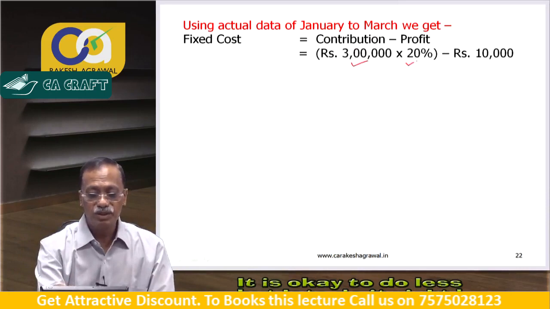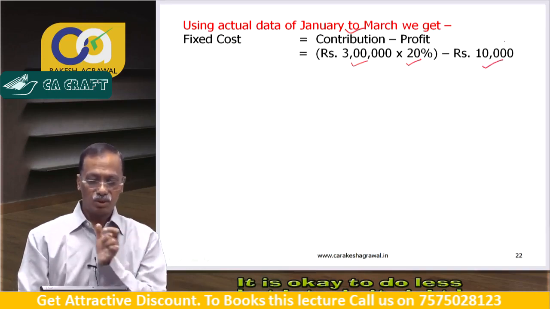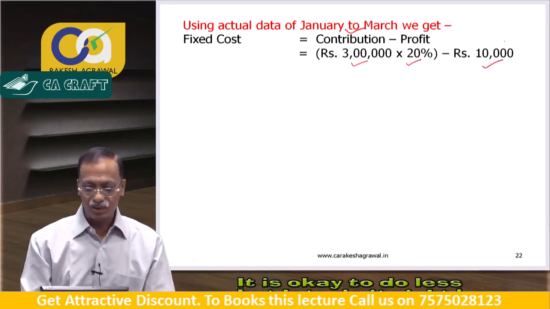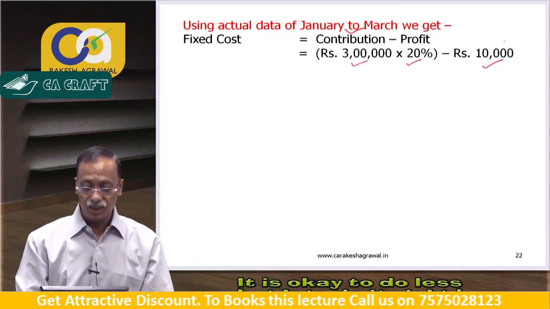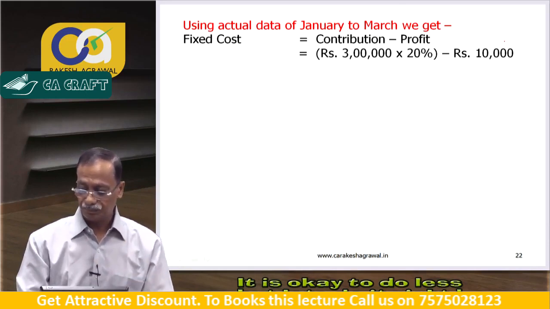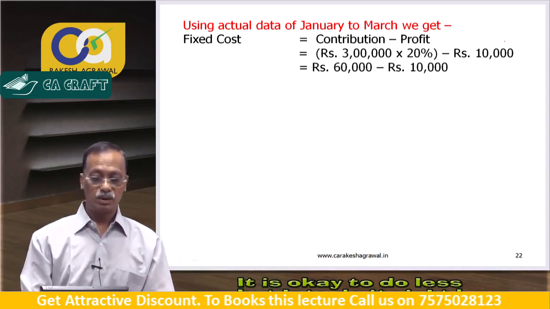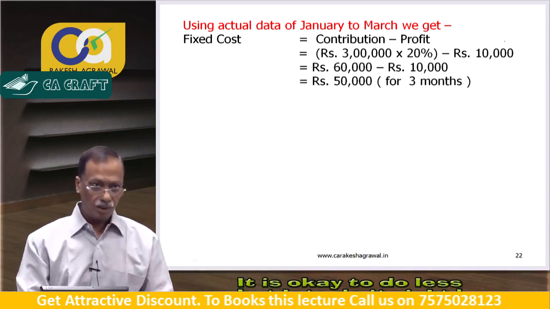3 lakh into this PV ratio, you will get contribution, and minus 3 months profit. So you will get 3 months contribution minus 3 months profit. You will get 3 months fixed cost because I am using actual data of 3 months. So sales into PV ratio, you will get contribution: 3 lakh into 20% minus 10,000. That is 60,000 minus 10,000. So it is rupees 50,000.